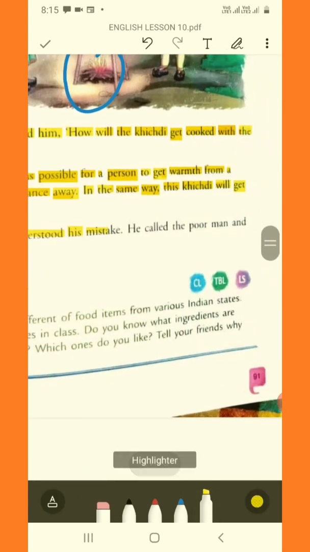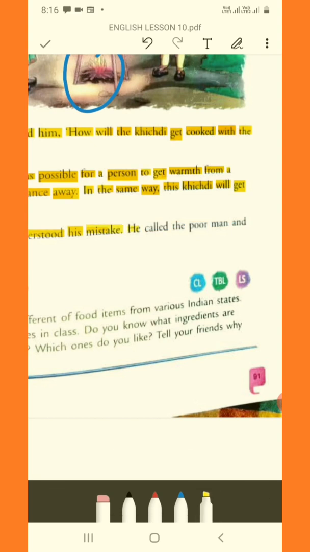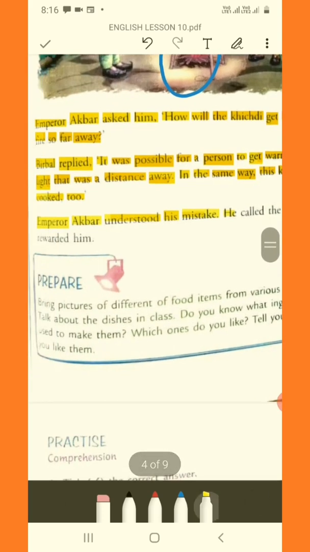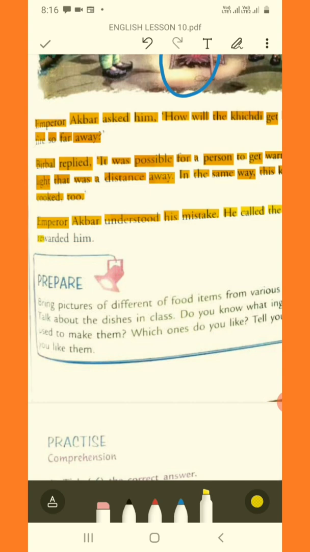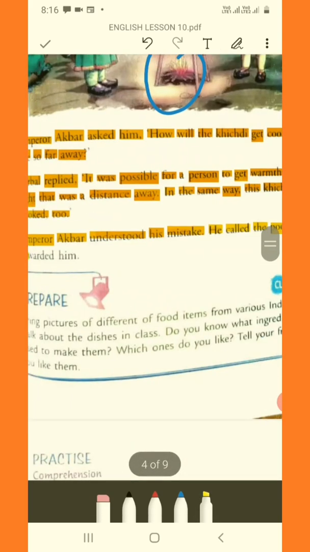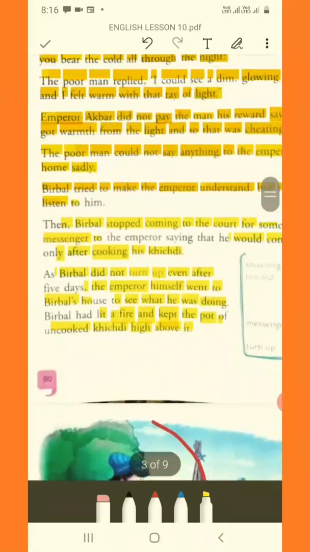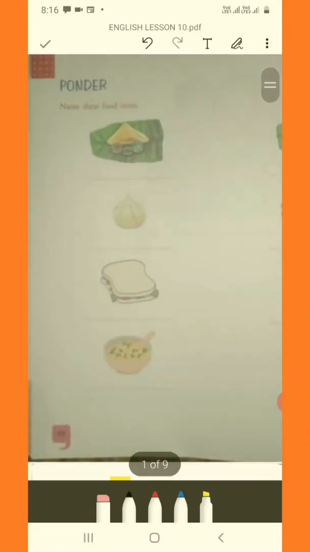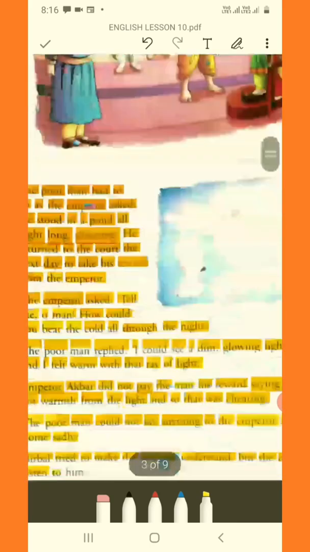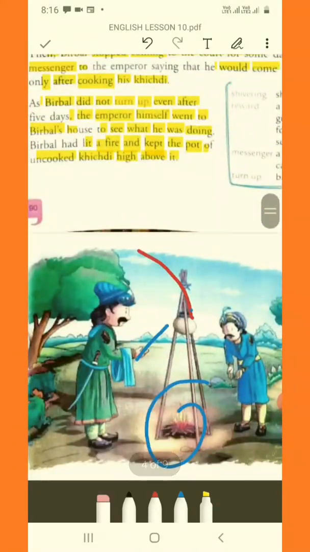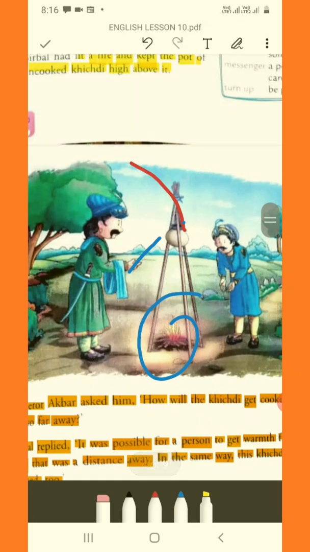So what did he do? He called the poor man and rewarded him. So in the end, it ended well. All's well that ends well. Clear? In the end, he called the poor man and then gave him a reward. Okay, so this is the end. All right, it was a nice little story that told us how Birbal used his wisdom to make the king understand that he was treating the poor man wrongly. Okay.